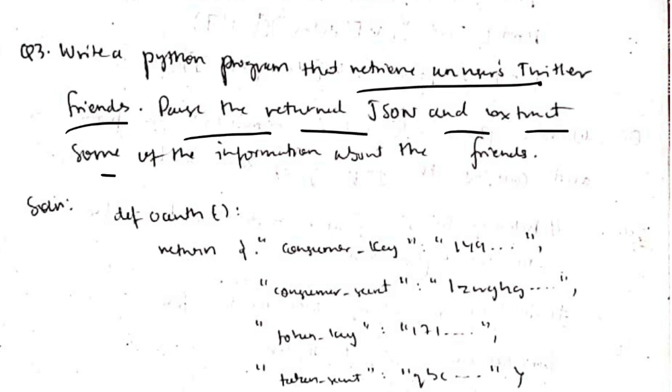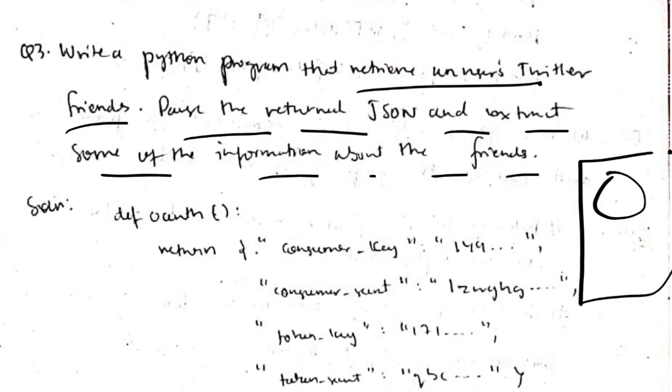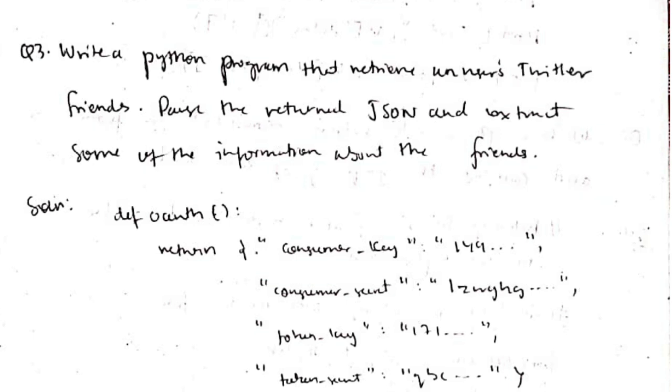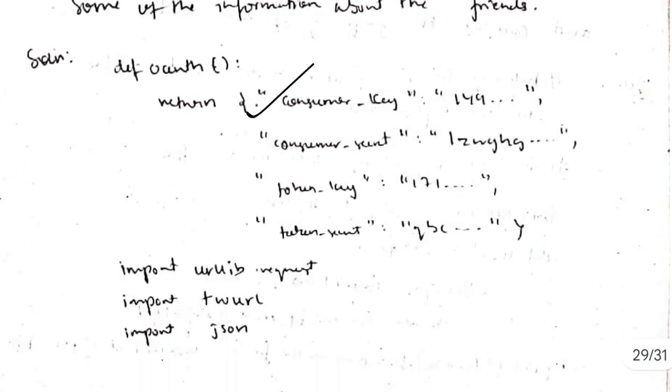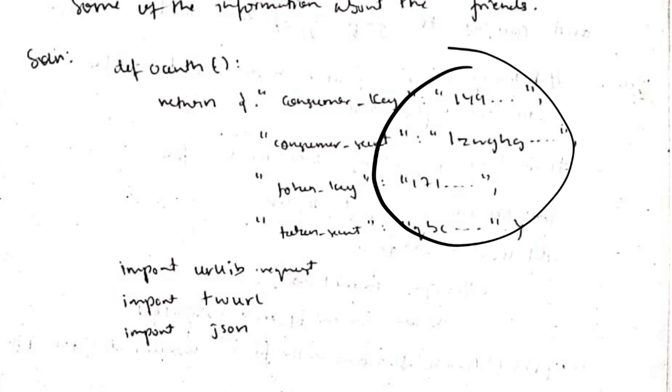Okay, the third question is, write a Python program to retrieve the user's Twitter friends and parse the returned JSON and extract some of the information about the friends. So suppose that this is the Twitter URL of your friend and your friend has some biodata here. What you have to do is write code to retrieve that data and store it in a Python file. For that, first the authentication is done: consumer key, consumer secret, token key and token secret. Okay, so that will be obtained from the developer option in Twitter.